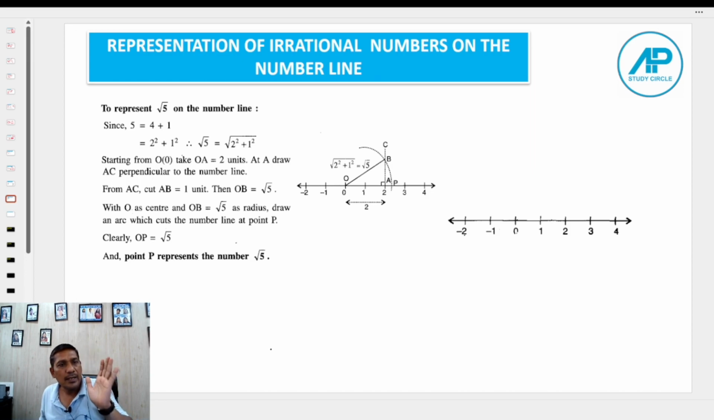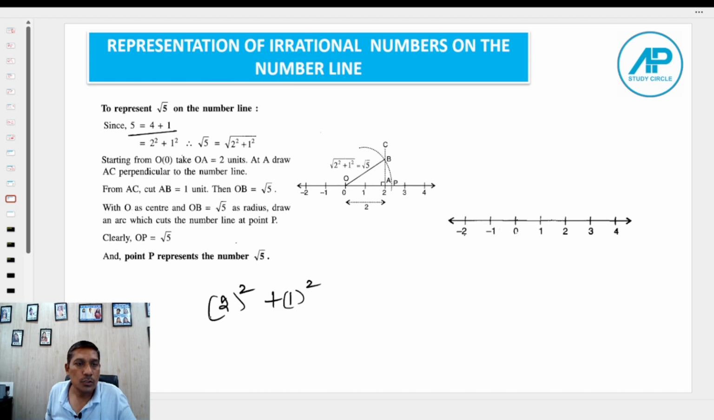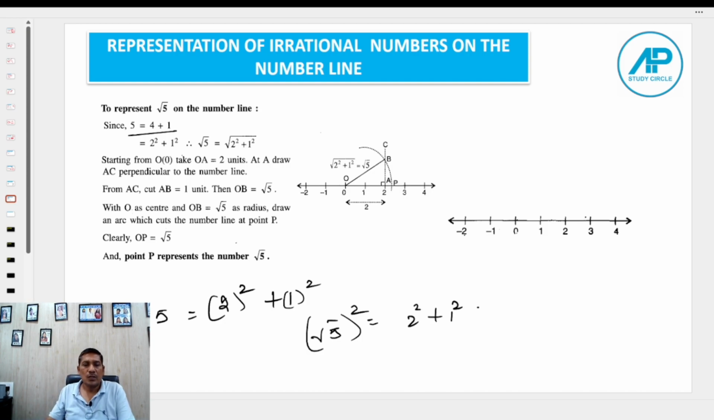So you first have to think in your mind about the split of √5, thinking of complete numbers whose squares sum to 5. So you can see that 5 is actually 2 squared plus 1 squared, which gives me 5. That means √5 squared equals 2 squared plus 1 squared. Got the idea? So what you have to do is, from point O, you cover 2. At point 2, draw a perpendicular of 1 unit.